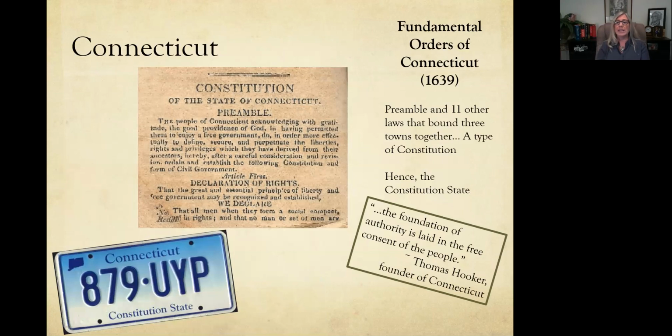But again, look what it has to say. The preamble is going to bind all of the communities within Connecticut together under one goal. So look what it says. The people of Connecticut, acknowledging with gratitude the good providence of God in having permitted them to enjoy a free government, do in order more effectually to define, secure, and perpetuate the liberties, rights, and privileges of the people living there. So they actually write a constitution.